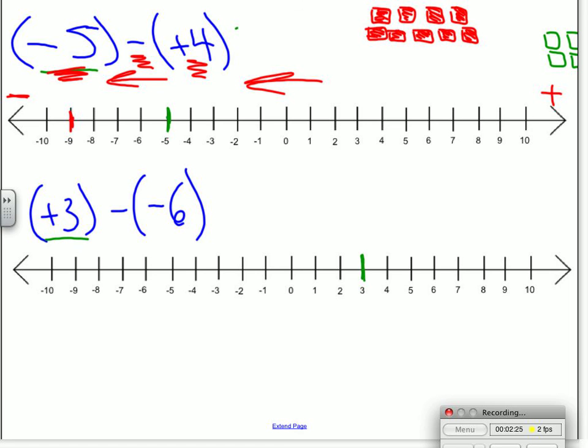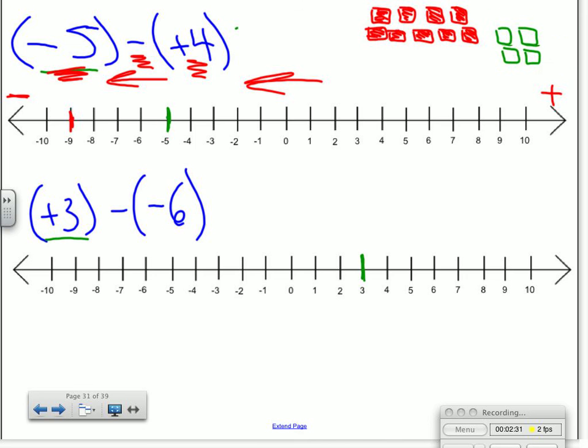So, 4 people are leaving. 4 positives just left. That party got more negative. So that's what told you that you should move 4 to the left. And you end up with your answer of -9.